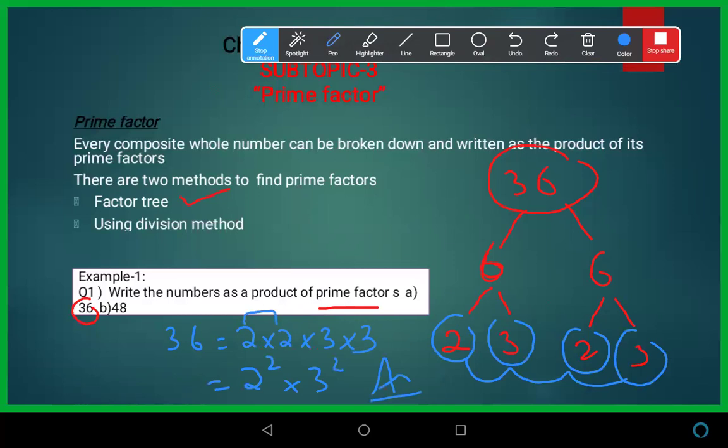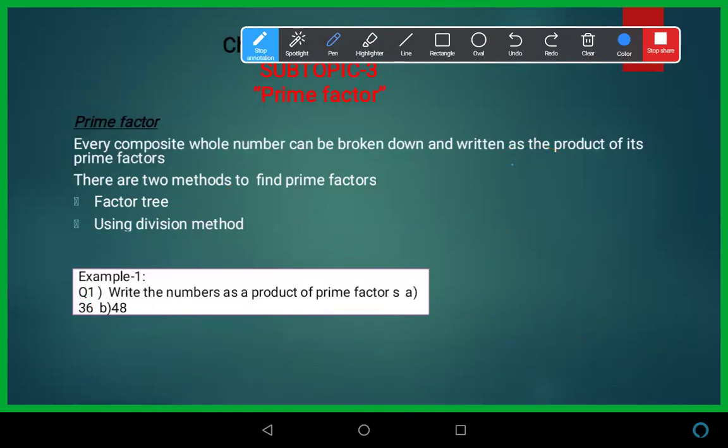Now, how can we solve using the division method? Next is the division method, so I can show you. Simply use this method. But the important thing here is that you have to use only prime numbers. Don't use composite numbers, use only prime numbers. So start with 2: 2 into 36 is 18, 2 into 18 is 9, 3 into 9 is 3, and 3 into 3 is 1. So what is your answer? 2 raised to the power 2 and 3 raised to the power 2. Same answer. You will get the same answer whichever method you use, tree method or division method.